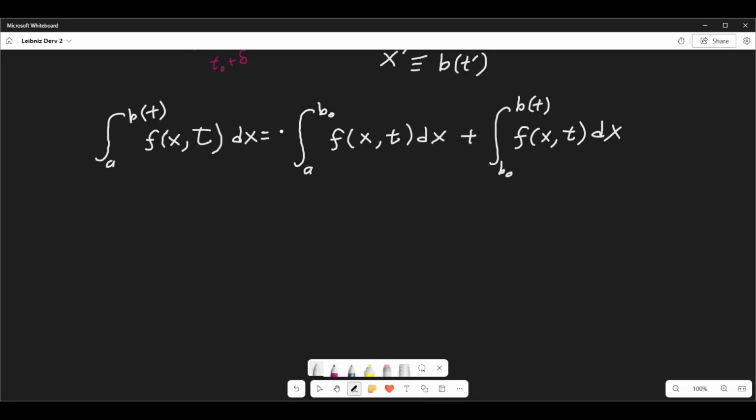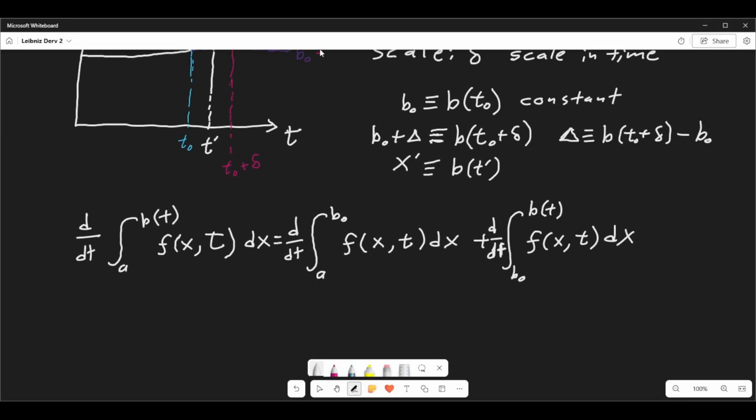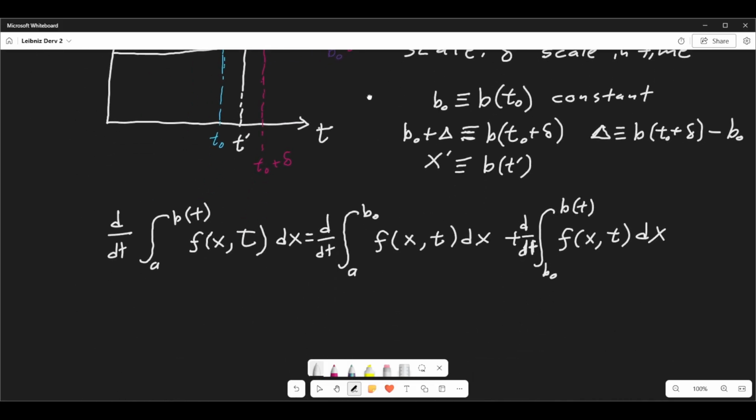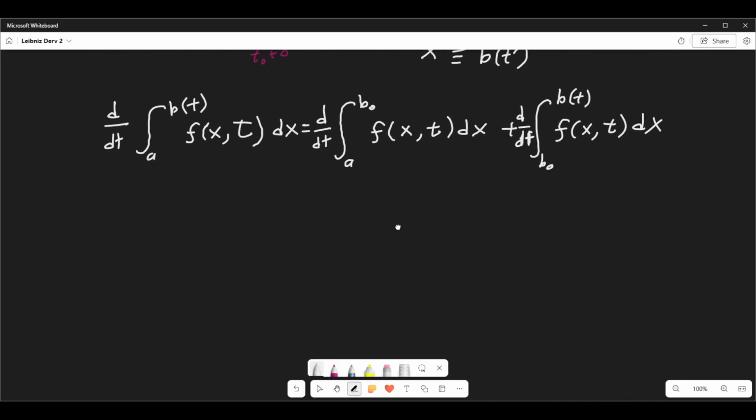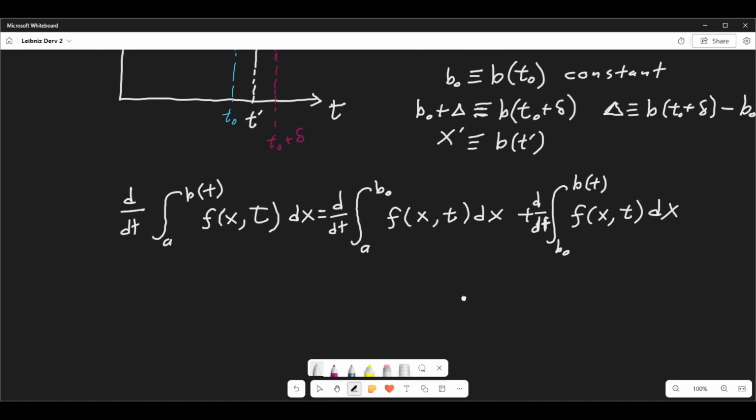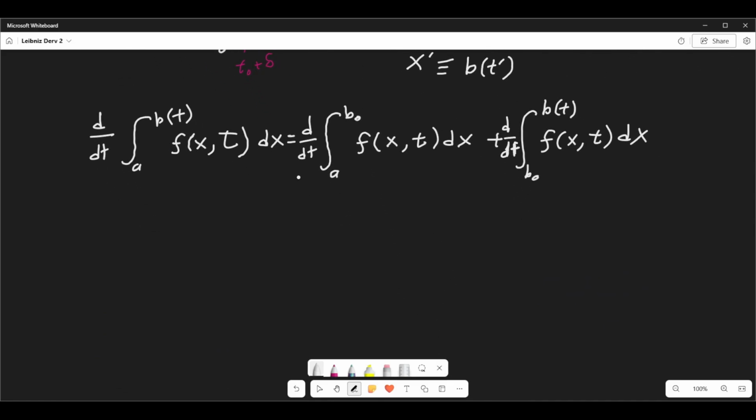Put equals there and do d by dt. So this guy is now exactly what is up on top. And this part was just solved. So this is with constant boundaries.